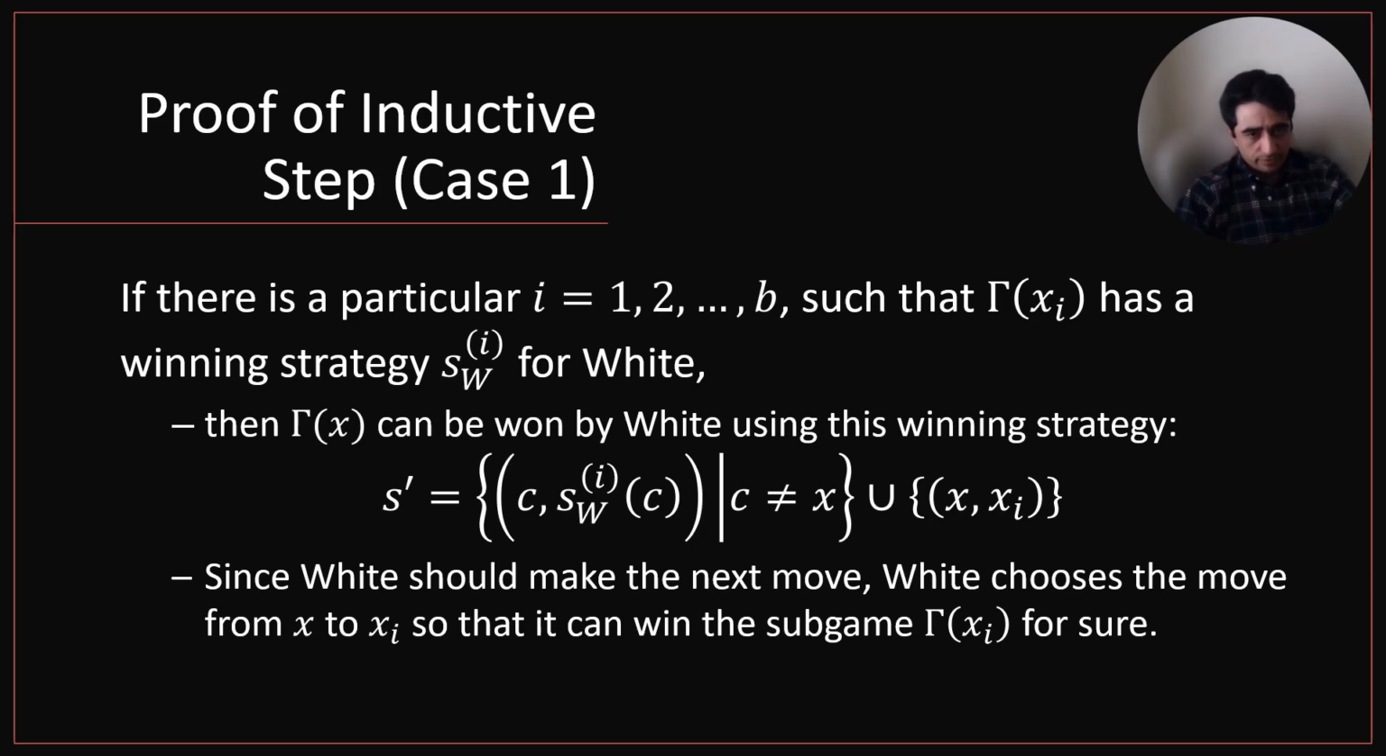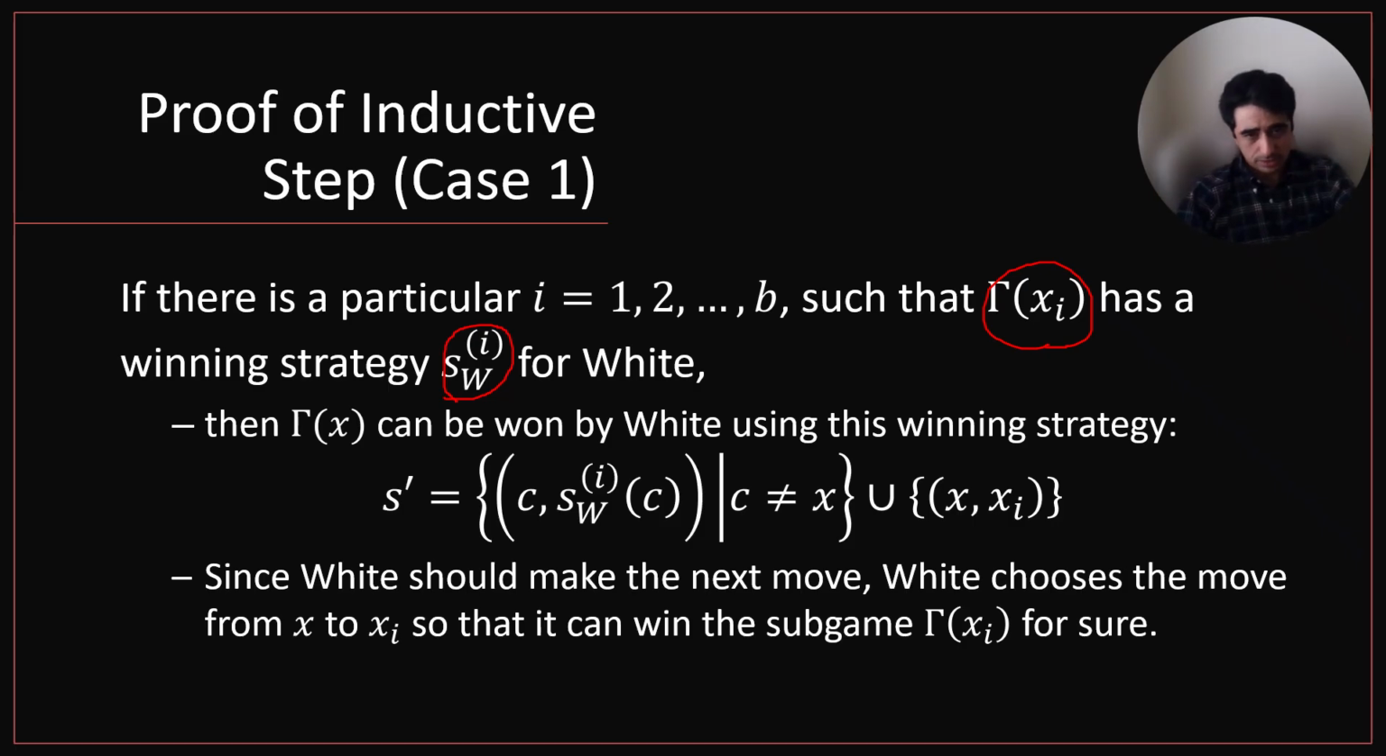Now I'm going to continue the proof of the inductive step by showing you three separate cases. It's impossible to do it in one case, so I have to break it into three separate cases because it gets a little difficult. The first case is when there's a particular i from 1 to b. That means there's a particular child of X called xi, such that the subgame gamma of xi has a winning strategy, like this, SW with the label i, for white. So there's a winning strategy for white in the subgame gamma of xi.